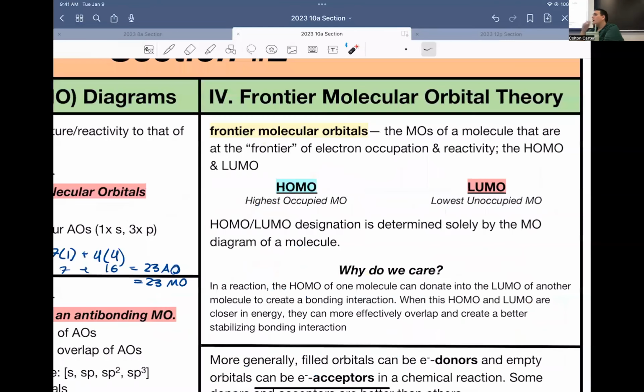So not all the molecular orbitals are created equal. There are 2 we care about more than the rest, and they are at the frontier of reactivity. So they are either the highest occupied or highest filled molecular orbital, called the HOMO, or they are the lowest unoccupied molecular orbital, the LUMO. And especially as a queer chemist, I really want to emphasize that you need to be able to spot a HOMO and a LUMO. You know?